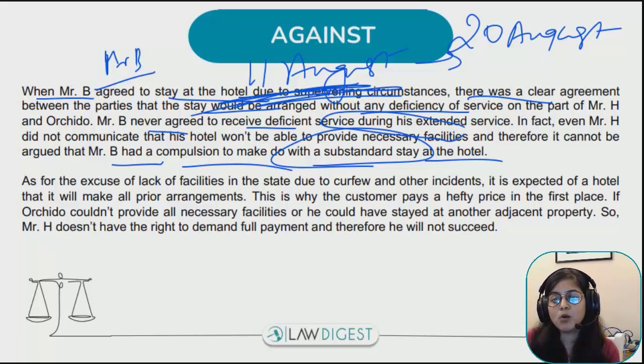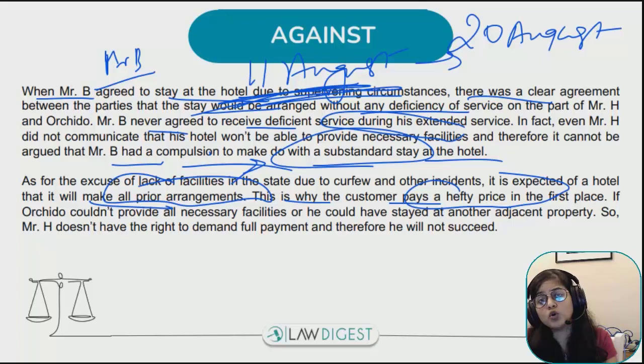Now, moving forward, it is expected that the hotel will make all prior arrangements, because hotels are expected to encompass emergencies like these, and they should have stock in hand, at least basic stock. This is why the customer pays a hefty price in the first place. Basically, he's trying to say that if he's staying at a good hotel paying a higher price, situations like these are the ones that we pay a high price for.